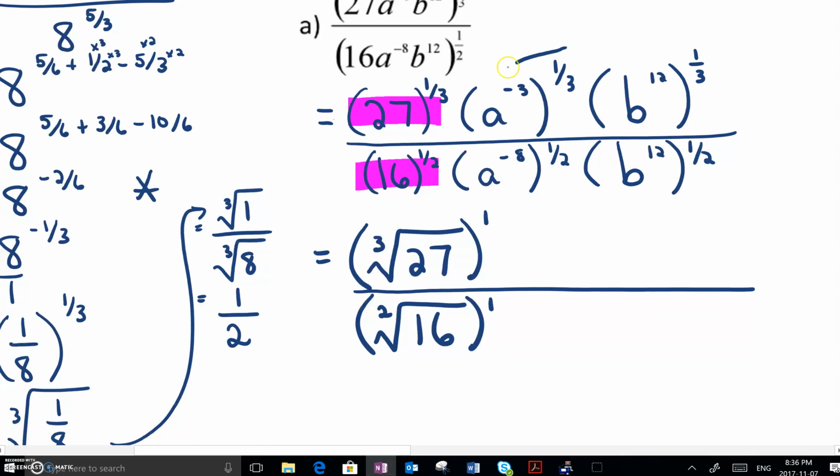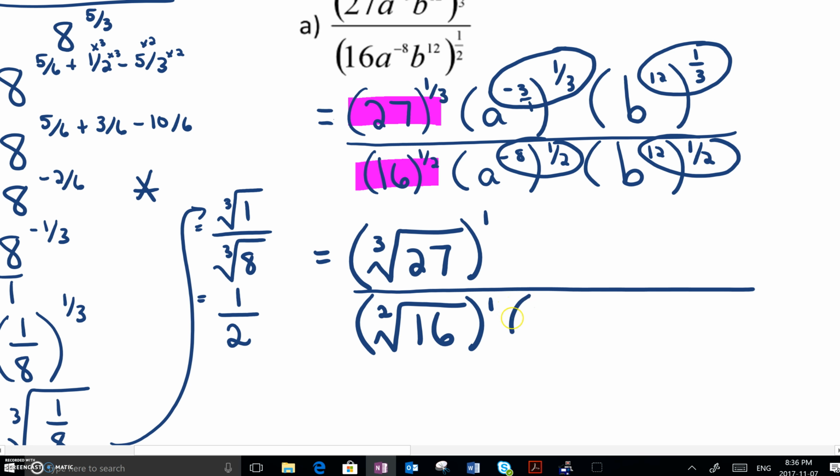Now that we're done that, we're going to go ahead and do power of a power for each one of these power of a powers. So be careful when you're multiplying. You just multiply the numerators. Remember that your denominators are 1. So negative 3 over 1 times 1 over 3 is a to the power of negative 3 over 3. Oh, I put that in the wrong spot. We need to make sure that that's in the numerator, because the original one is in the numerator. 12 times 1 over 3 is b to the power of 12 over 3.